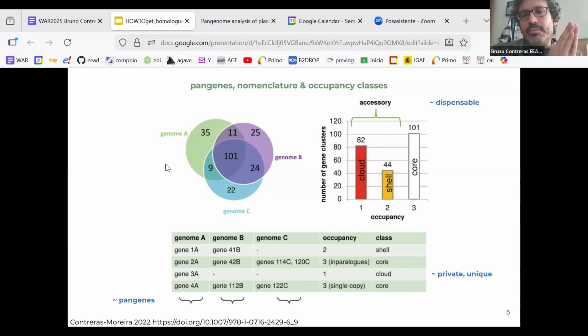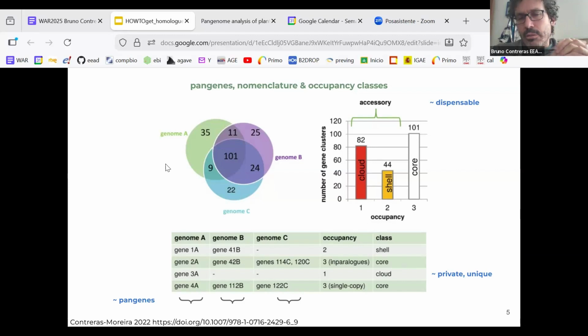Okay, these 2 classes together, the red and the orange, the cloud and the shell together, is what I like to call the accessory genome, as opposed to another term which is quite frequent also in the literature, which is called the dispensable genome. And so you'll see it in both ways. I prefer the first way, accessory, because we don't really know in many cases whether it is dispensable or not. But you need to know that this is also valid nomenclature. Many people use it.